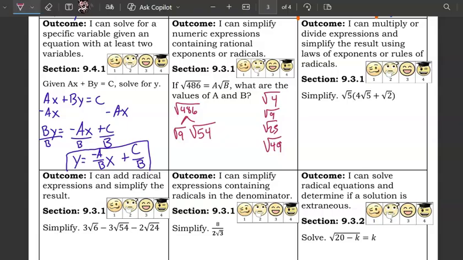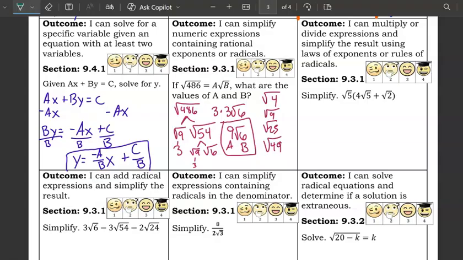54. Looks like you could take out another 9. Square root of 9 is 3. And square root of 9 is 3. And then we're left with square root 6. 3 times 3 times square root 6 is going to be 9 square root 6. So A is 9 and B is 6.